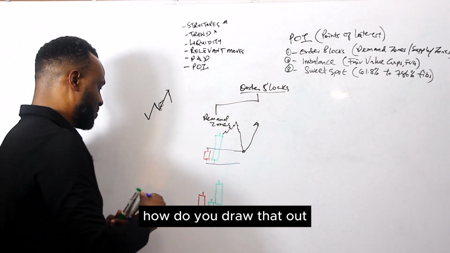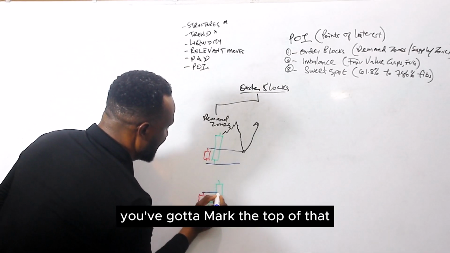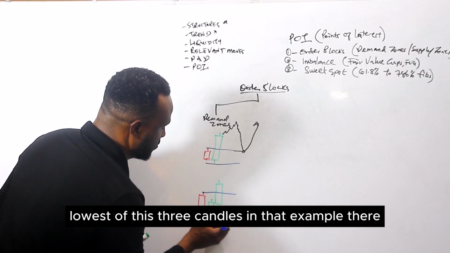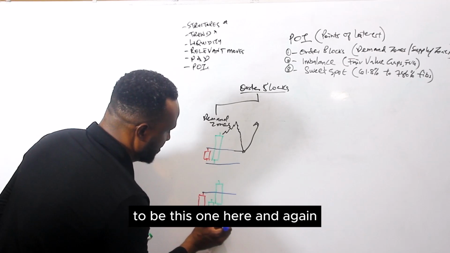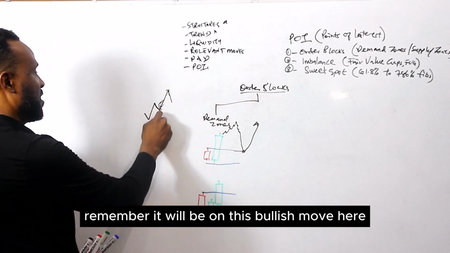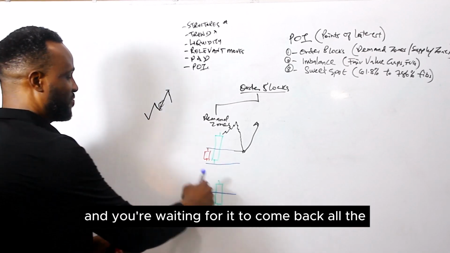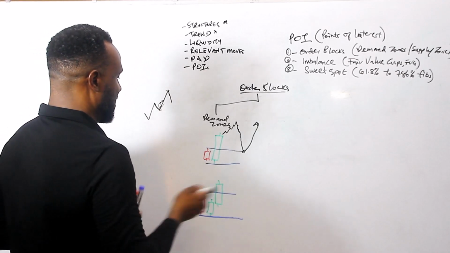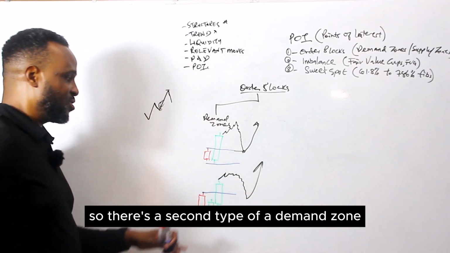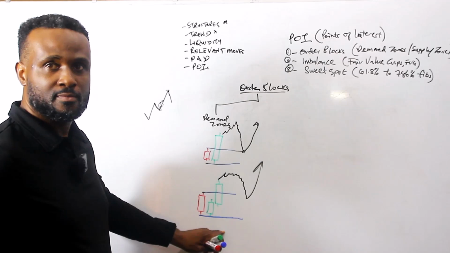How do you draw that out? You've got to mark the top of that, and you've got to take the lowest of these 3 candles. In that example, it will be this one here. And again, remember, it will be on this bullish move here. That is a relevant move, and you're waiting for it to come back all the way into this place, and you follow it to the upside. So that's the second type of demand zone, right?